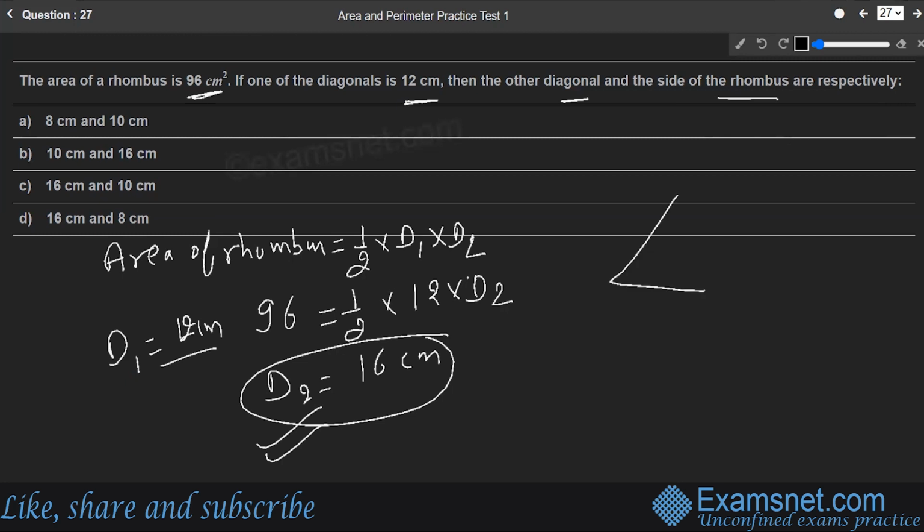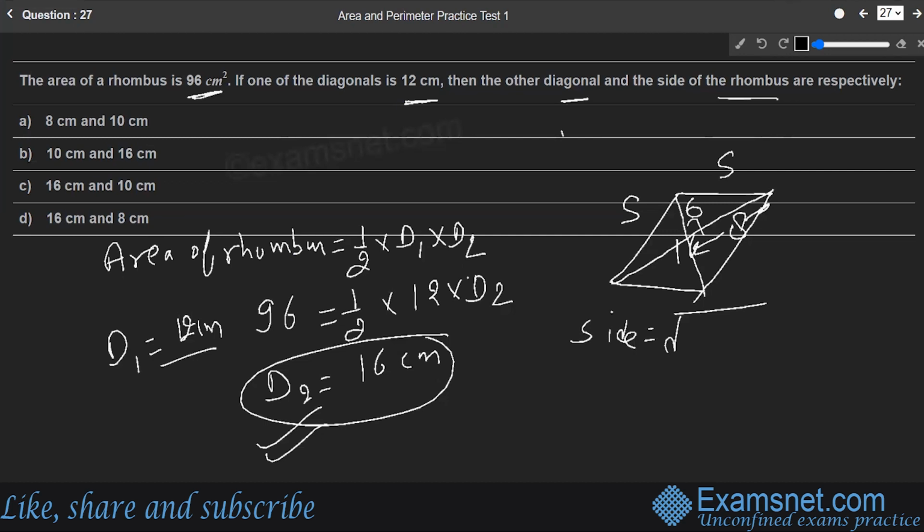So if we create a rhombus like this, this is the diagonal. Let's say this diagonal is 16 and the other diagonal is 12, and all the sides of a rhombus are always equal. The diagonals are perpendicular bisectors of each other. So this way the side of the rhombus can be directly calculated. The first diagonal is 16 centimeters, so half of 16 is 8 here, and another diagonal is 12 centimeters, so half of 12 is 6 here.